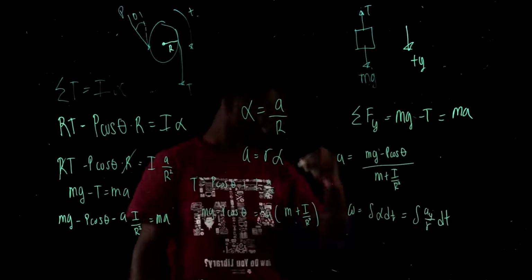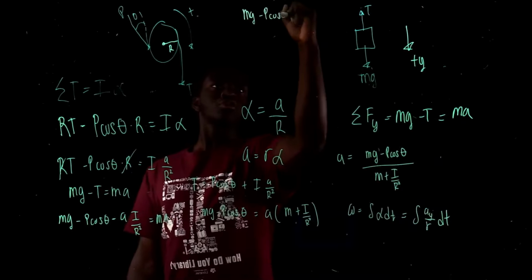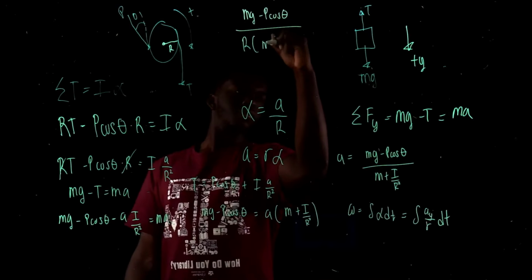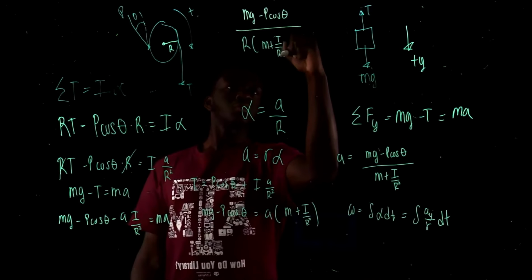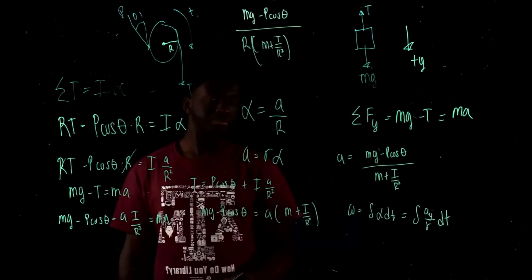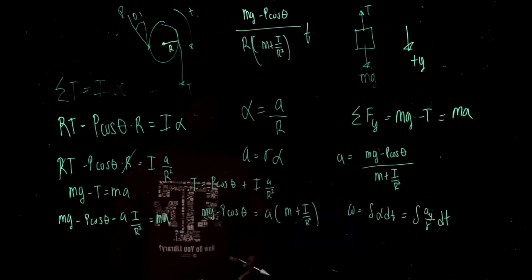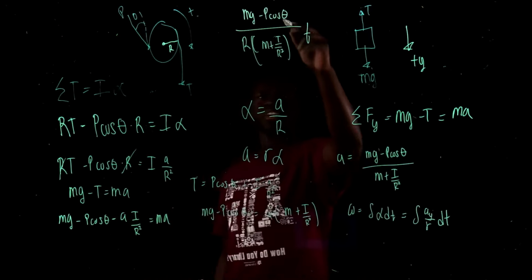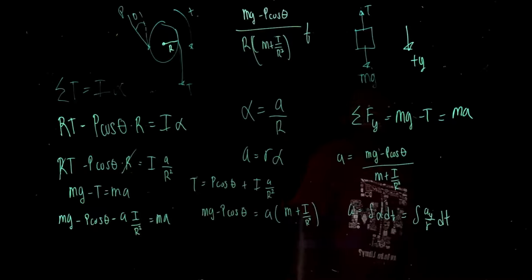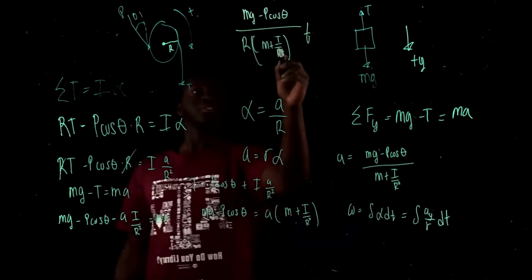So the final answer is going to be mg minus P cosine theta over R, because you're dividing by R, then put everything inside, M plus I over R squared, and then put a t, because you're taking the integral, and that should be the final answer. And excuse my theta. Theta is phi. Anytime you see theta, it's just phi. I just always write theta. So that should be the final answer. And yep, it's the final answer that they got in the answer key.